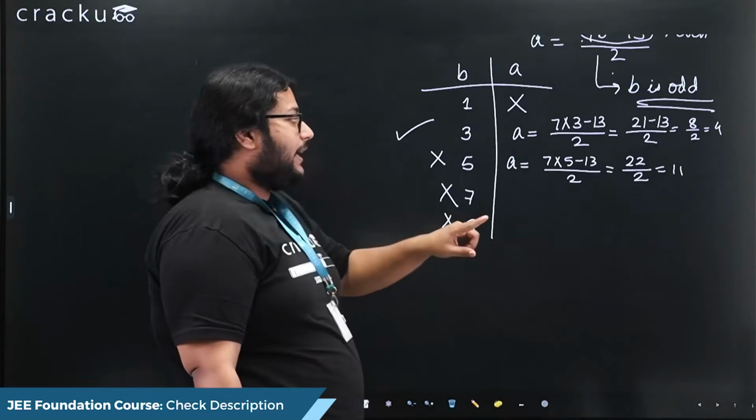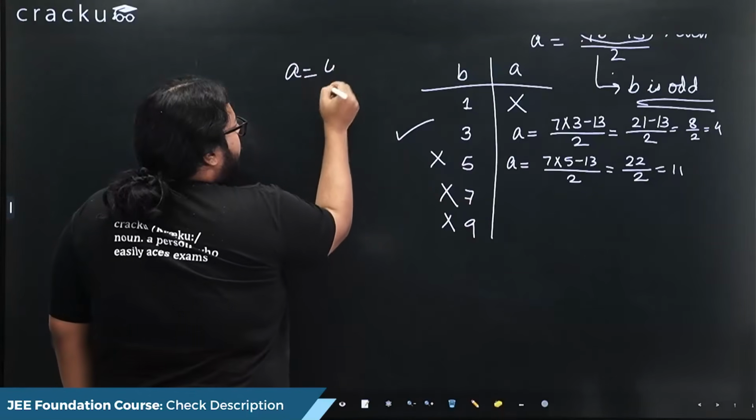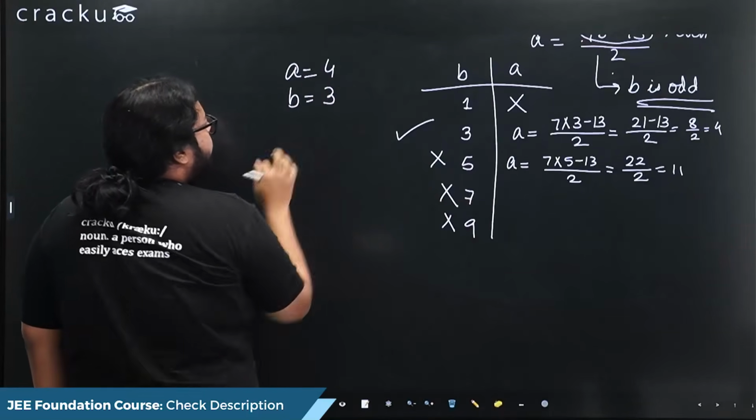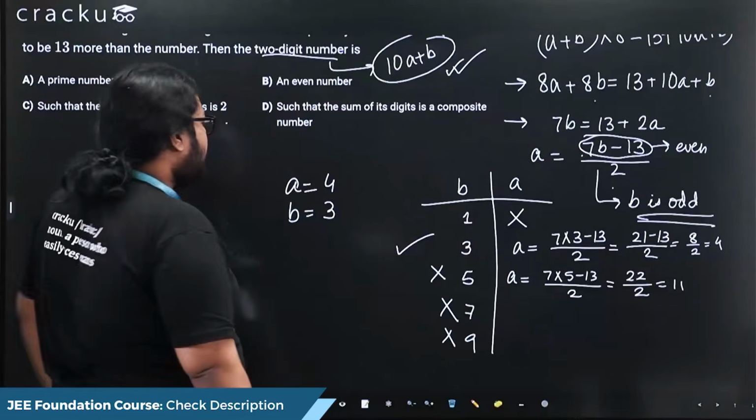So the only pair that works is if we take A to be equal to 4 and B to be equal to 3. So what was the number that we had chosen? The number was 10A plus B.